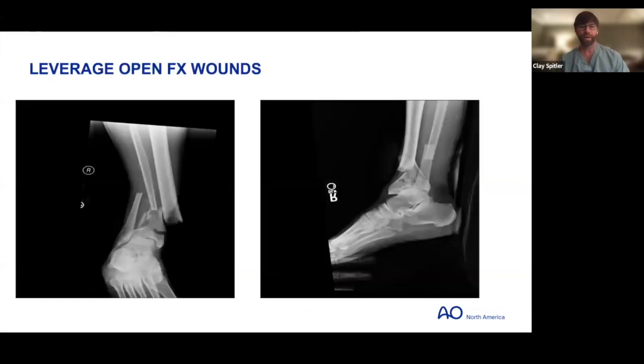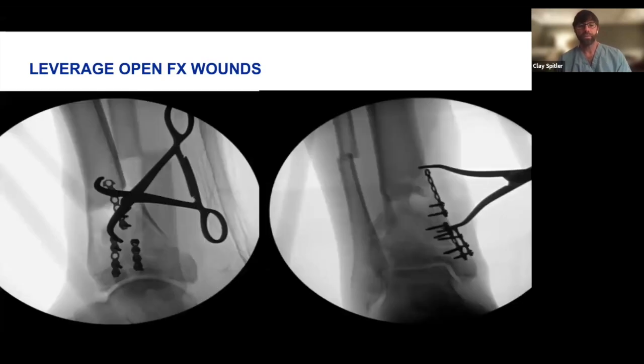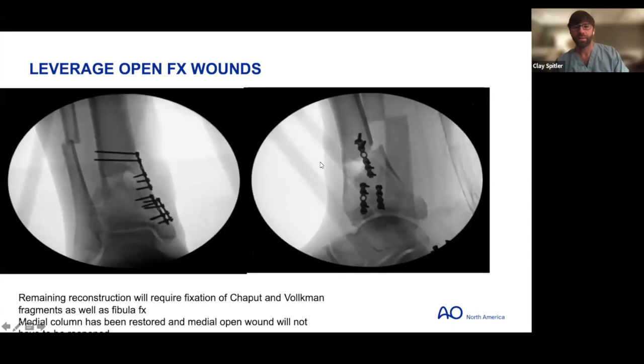This fellow had an open fracture. You can see his shaft is through his skin there. He had a pretty large open wound, relatively simple fibular fracture pattern. And in this case, we chose to reconstruct the medial column through that open wound so that it never has to be opened again. And I think if you have adequate access and you never want to have to open that wound, then that can be a powerful way to set yourself up for success, right?